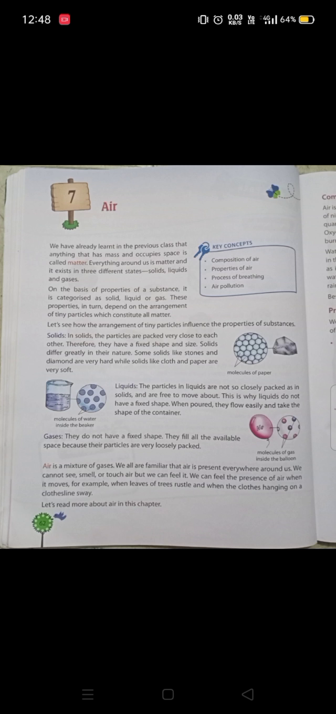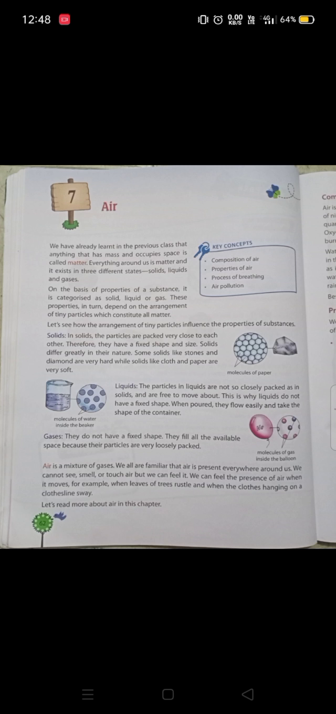Okay. Now let us talk about gases. They do not have a fixed shape. Gases, you see here, do not have a fixed shape. They fill all the available space because their particles are very loosely packed. You see around, inside the room in which you are sitting, that room is full of air. Why? Because their particles are very loosely packed. The molecules in air are very loosely packed, okay.